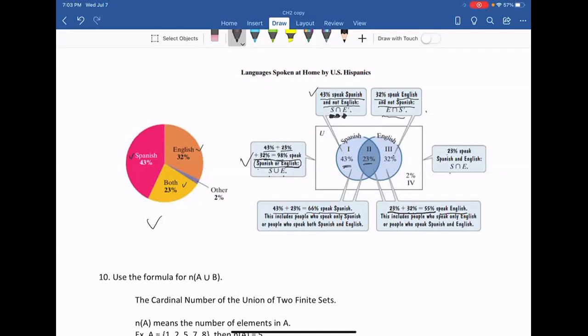So you will find we have a lot of questions like this, with a Venn diagram, that ask you to explain what you see. Okay, let's see next.